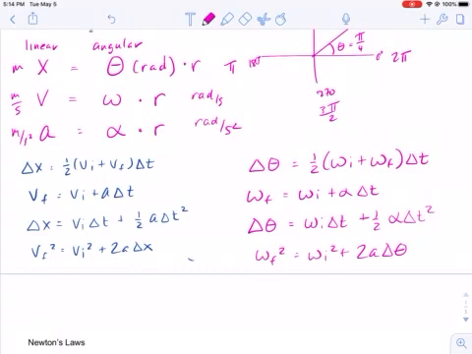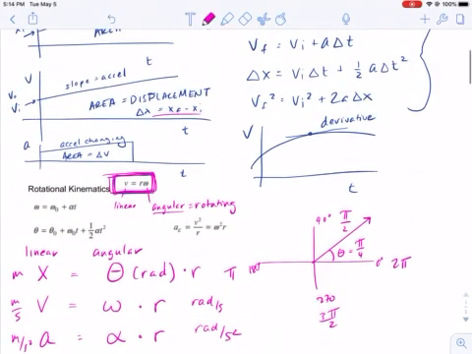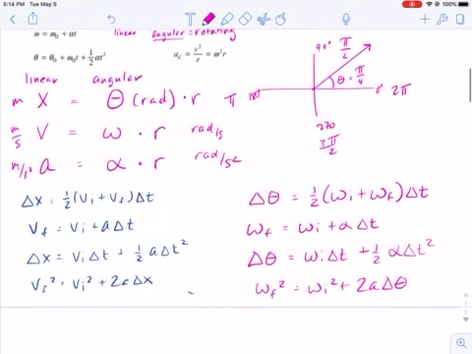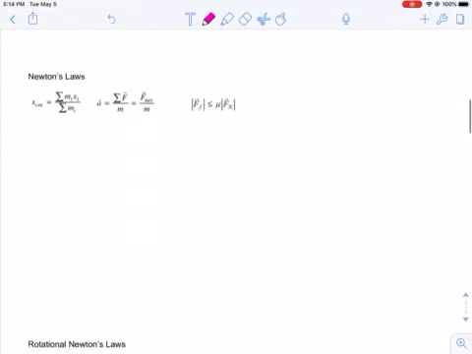So there you go. They're really the same equations. The ones on the left are linear. The ones on the right are angular. Okay. So we can use these equations to solve problems for rotating systems.